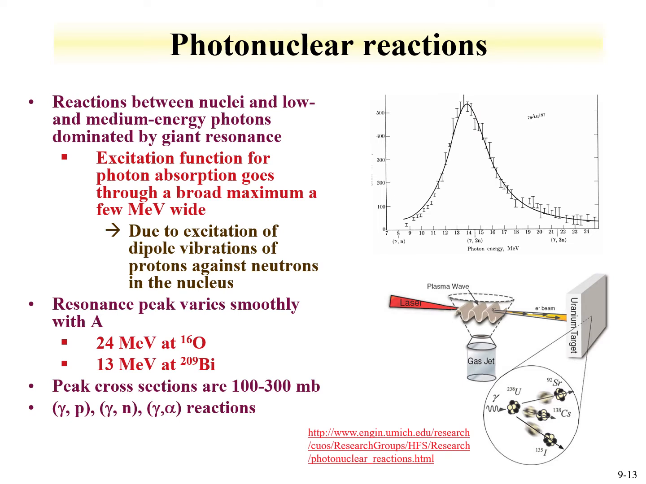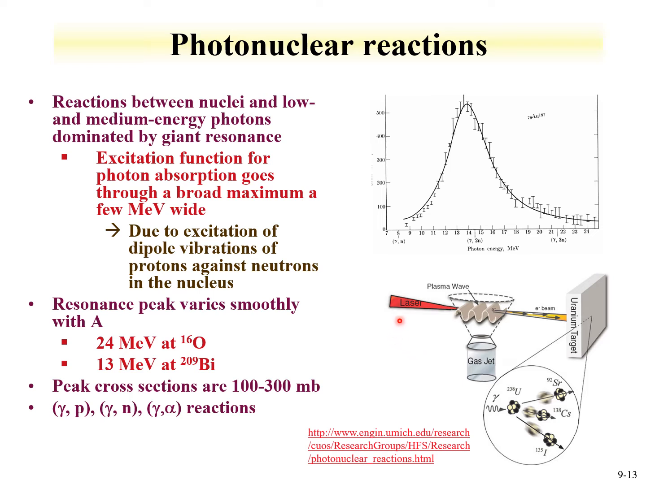The resonance peak, the way this figure behaves, is going to vary pretty regularly with the A of the target: 24 MeV for oxygen-16 and 13 MeV for bismuth. And here are just shown gamma n reactions, but there are actually a number of different reactions possible, including proton, neutron, and alpha reactions.